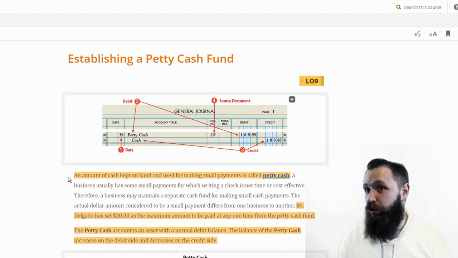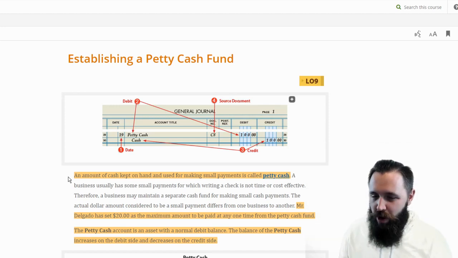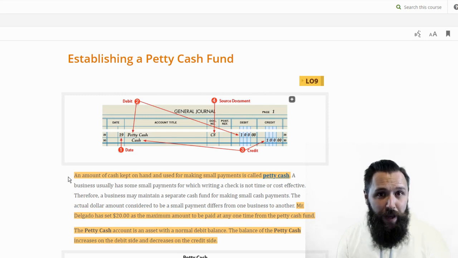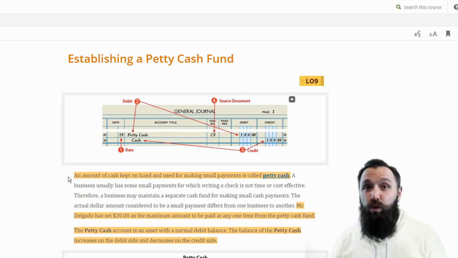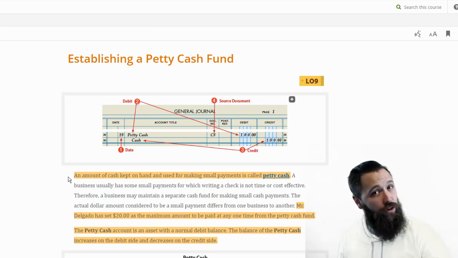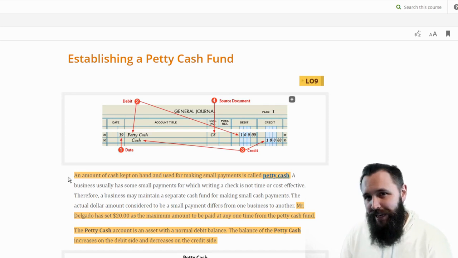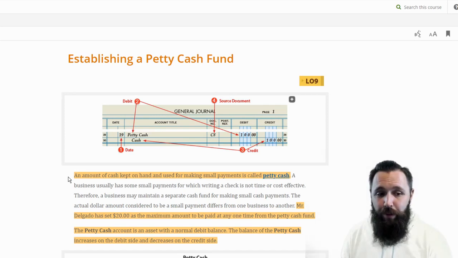to make small purchases. Usually this petty cash fund is locked into a cash drawer somewhere or even like a box. And it's what you would go into when you need to make a small payment, and there's a specific amount of cash that's in there. For Mr. Delgado, we can look here and it'll say that the amount that Mr. Delgado feels comfortable with actually spending on any small purchase is about $20 in the petty cash fund. If it's more than $20, we're going to go ahead and write a check. But if it's under $20, we can take that out of the petty cash fund. So something that makes things a little bit easier.